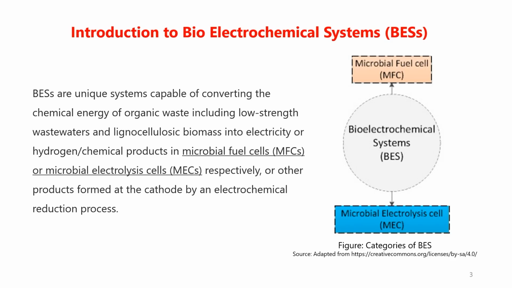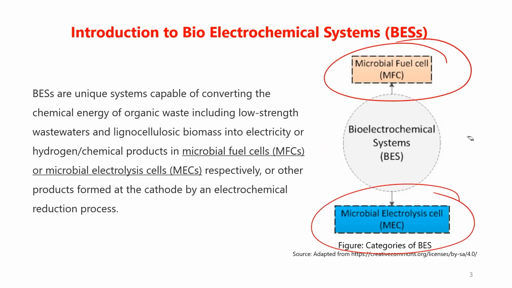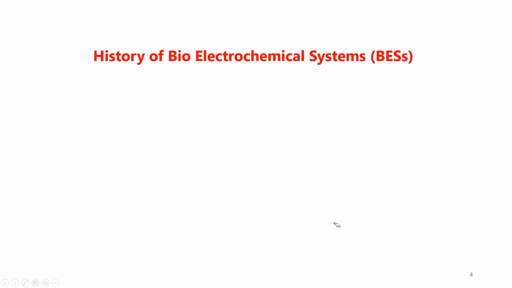So, what are bioelectrochemical systems? These are unique systems capable of converting the chemical energy of organic waste, including low strength wastewaters and lignocellulosic biomass, into electricity or hydrogen in microbial fuel cells or microbial electrolysis cells respectively, or other chemical products formed at the cathode by an electrochemical reduction process. So, basically BES comprise two things, microbial fuel cells and microbial electrolysis cells.